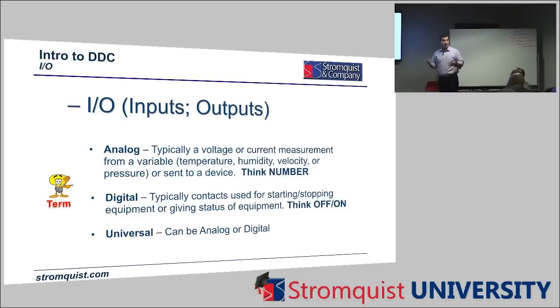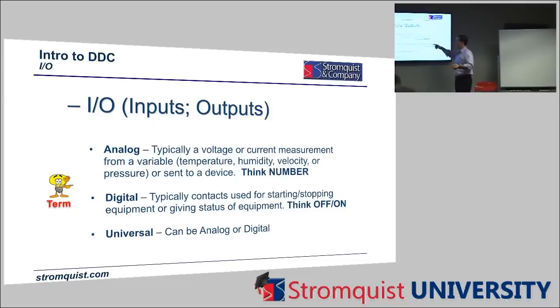So when it's analog, think of number, all right? So it's temperature, humidity, velocity, pressure. So if you have a set point that you want to program, or you want to display a space temp in there, coming back to your graphics or coming back to your controller or going out to your actuator, you're going to need an analog input because it's a number. Right? 72 degrees, it's a number, right?